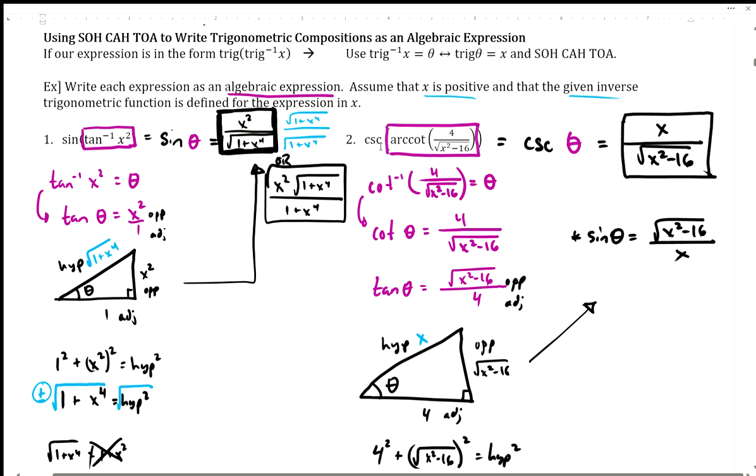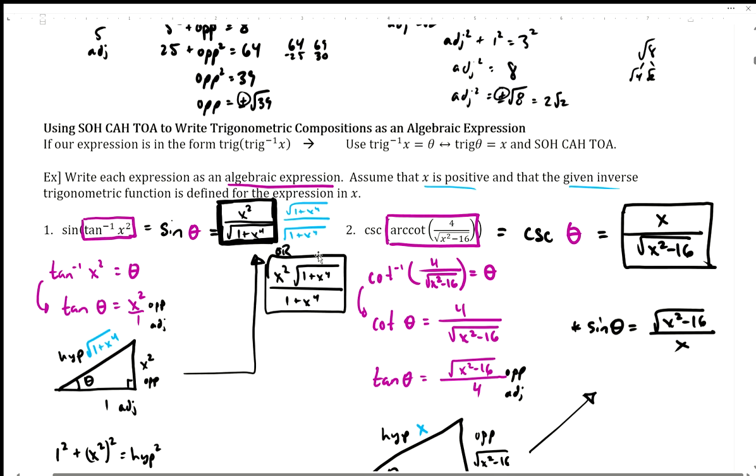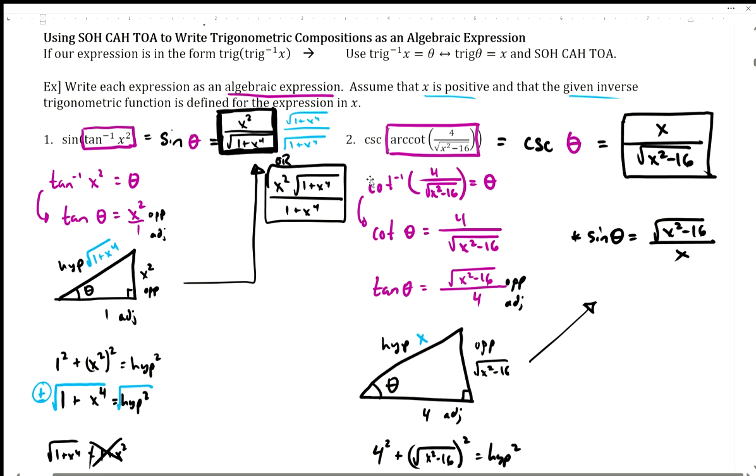Okay, so that's how we break these down. So again, if it's a number like these, or if it's a variable expression like these, it doesn't change the strategy. Just go through it the same exact way. Just don't let those letters freak you out.